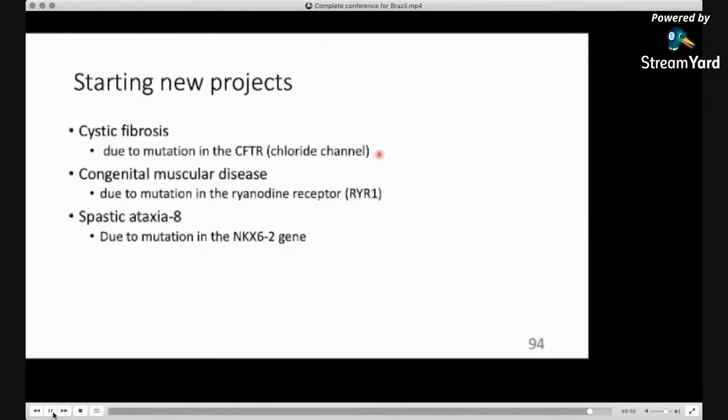We are currently starting new projects to correct mutations responsible for other hereditary diseases. We are working on cystic fibrosis due to mutation in the CFTR chloride channel, on congenital muscular dystrophy due to mutation in the ryanodine receptor, and on spastic ataxia 8 due to mutation in the NKX6-2 gene.